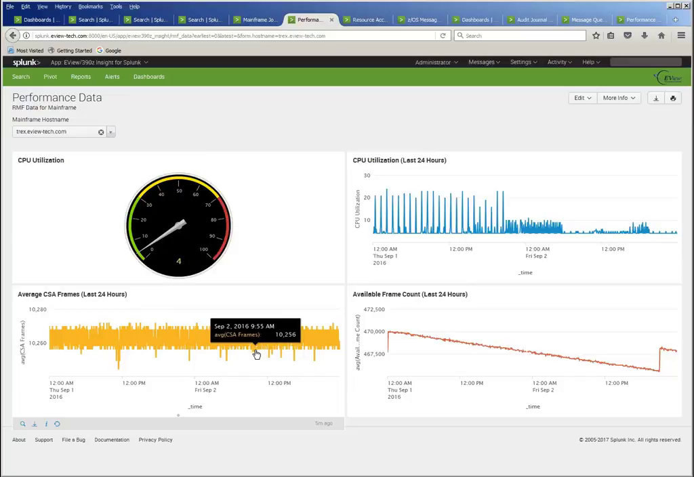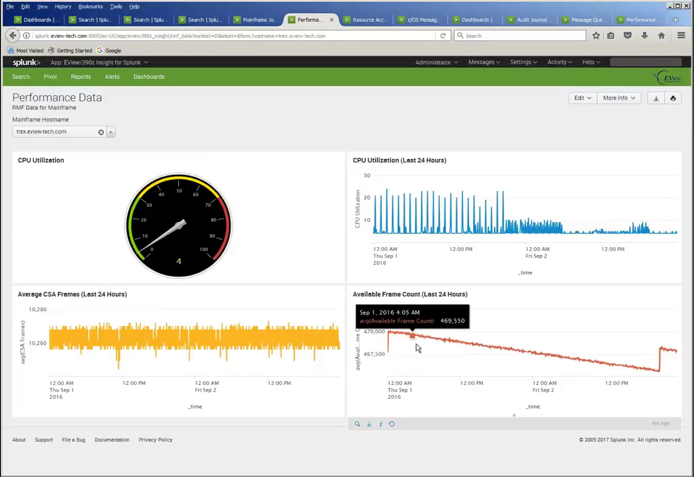Here we can see that this is running pretty steady, but when we go over and look at available frame count for the last 24 hours, we can see that during a period of time, the available frame count started dropping, which is an indication that the memory is starting to get utilized more. Different ways of using the system performance data, visualizing that data.